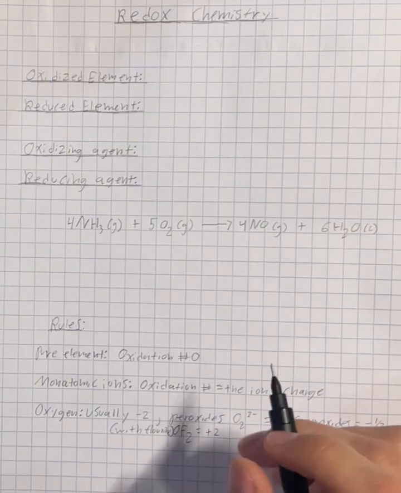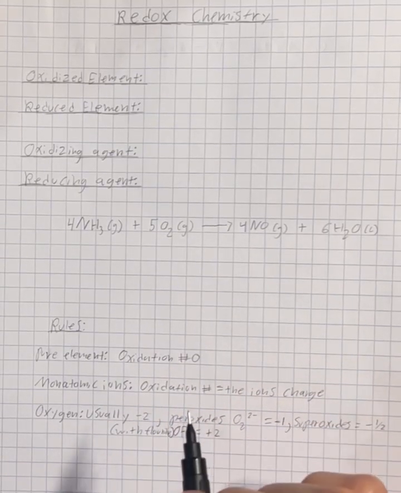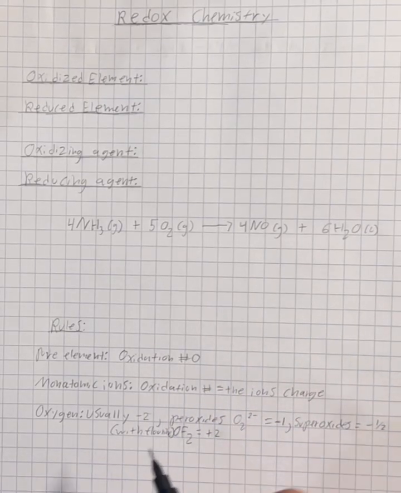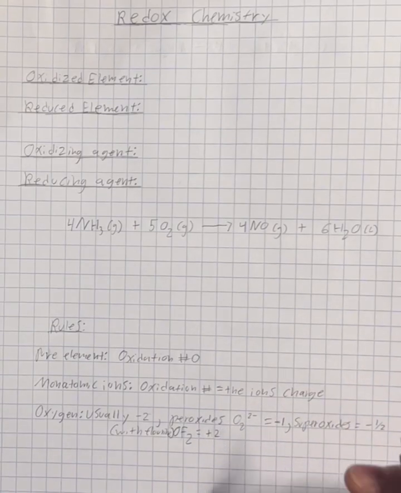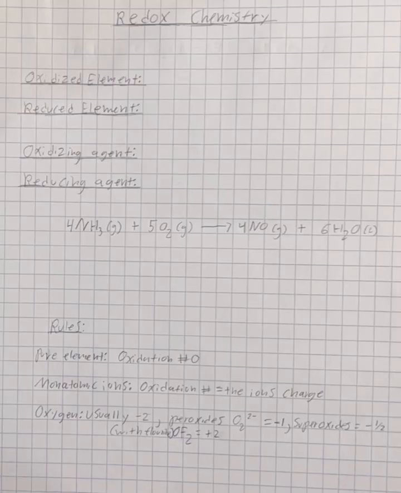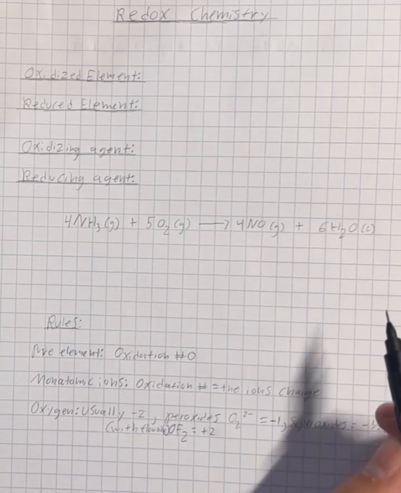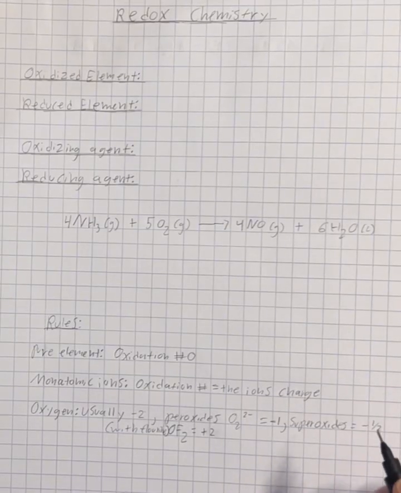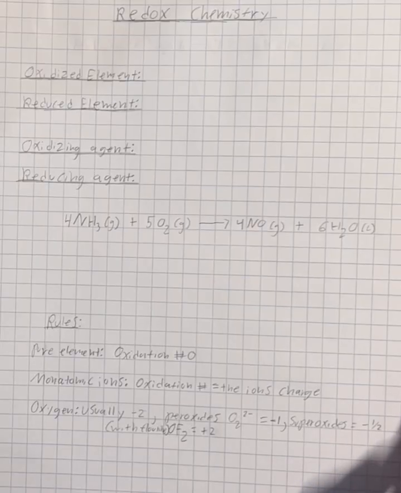brief rules. So to start, whenever you have a pure element, you are going to have the oxidation number be 0, always. When you're given a monoatomic ion, the oxidation number will equal the ion's charge. And when you work with oxygen, which has a few interesting rules, generally the case will be that you have a -2 oxidation state, and peroxides, O2 2-, will have a -1 oxidation state. Superoxides will have a -1/2.